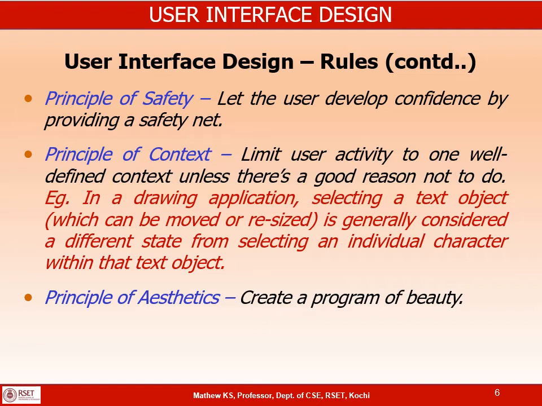So depending on the context in which the user is, enable or disable the appropriate functionality which is relevant to the context. You might have seen contextual menus. When you select an image, only the features related to the image will get enabled. All the features related to text will get disabled automatically in context-sensitive menu mechanisms.